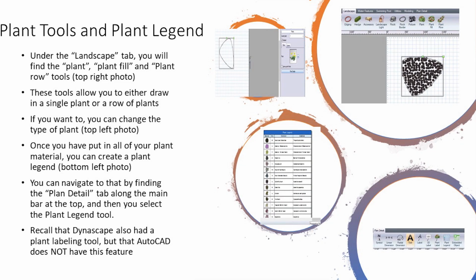This includes object-specific tools for the house, patios, and roads, which was used for the driveway in front of the house. In Realtime, under the Landscape tab along the upper main bar, there are the Plant, Plant Fill, and Plant Row tools. These tools are used to either input a singular plant or a row of plants. The unique thing about Realtime is that when you use these tools, there is a pre-chosen plant put into your design, but you can go in to change the type of plant.